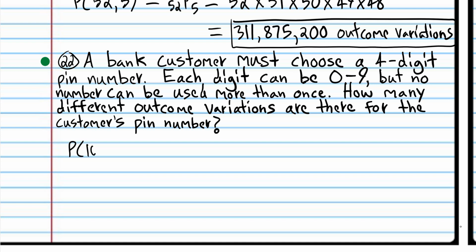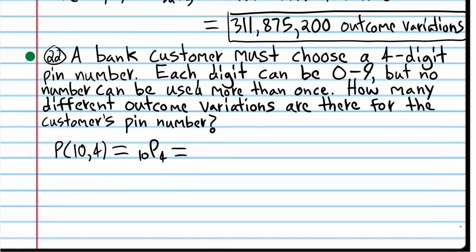Well, first let's write the notation here. So how many options do we have for the first PIN number? Well, we have 10. But once we've chosen that first PIN number, we're not allowed to use that same number. So we don't have the same number of options for the second choice. We have now 1 less. And then again and again, and we're done.